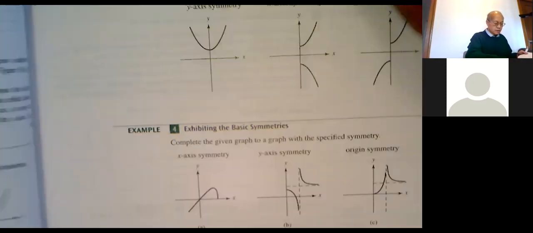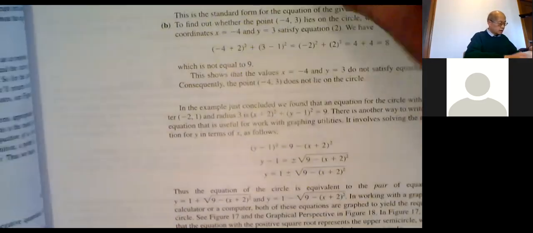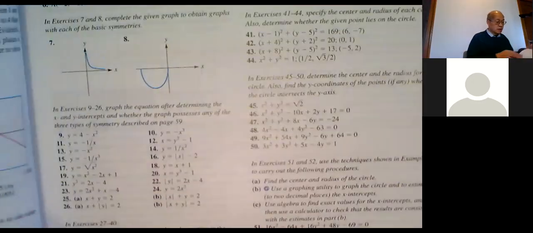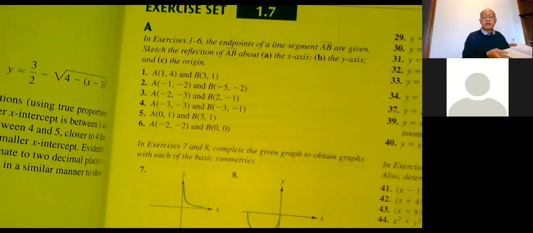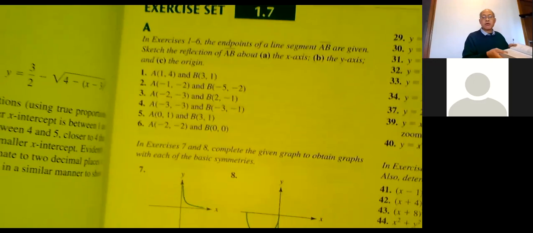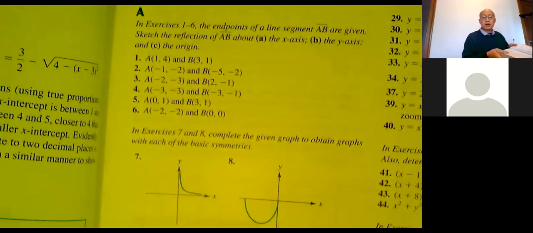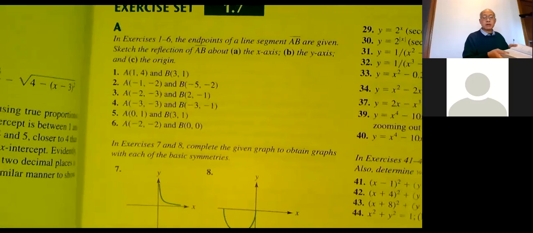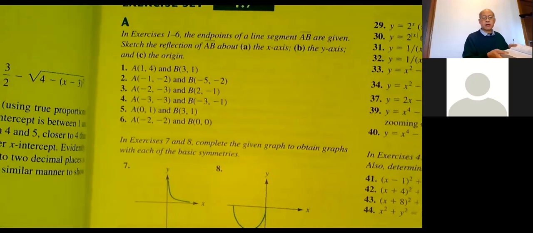All right. So let me try to show you how some of these would work. Okay. The endpoints of a line segment AB are given. Sketch a reflection of AB about the x-axis, y-axis, and the origin. Okay, so 1, 3, and 5. And so let's see. How about I'll do number 3? That looks the hardest. It's got more negatives. And then hopefully you can do 1 and 5.